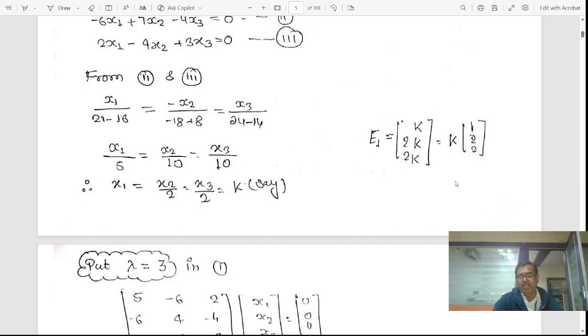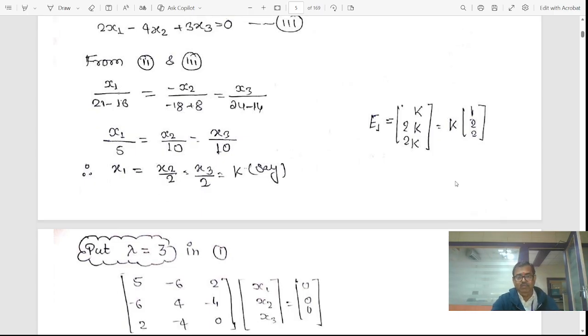So the first eigenvector is [k, 2k, 2k]. Taking k common, the first eigenvector is k times [1, 2, 2]. That is the eigenvector corresponding to lambda = 0.